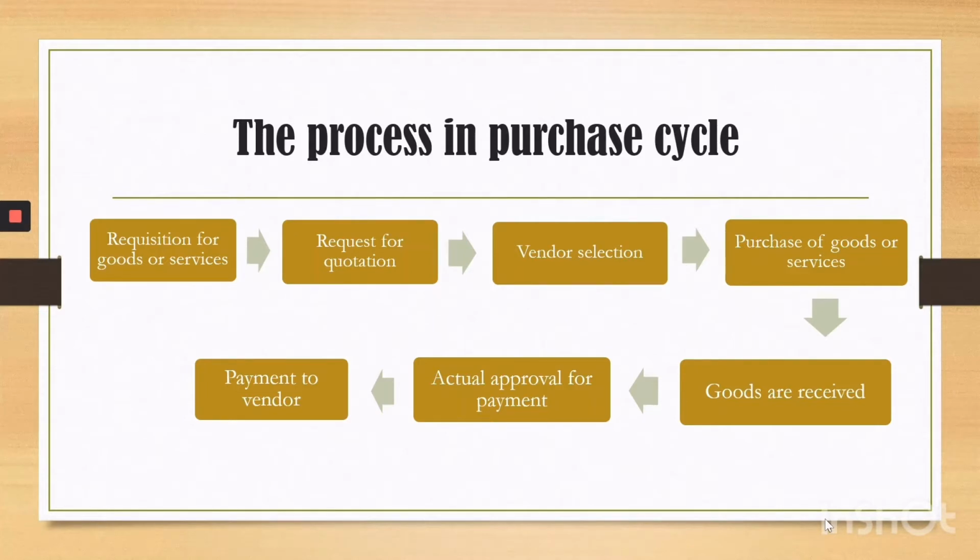After the quotation, the relevant department such as the purchase department or finance department will select a vendor on the basis of quality, price, vendor history, delivery time, and many more. Then the IT department will issue a purchase order to the selected vendor and the goods are actually ordered or purchased.